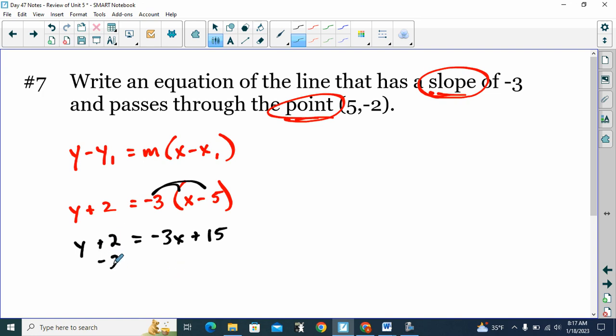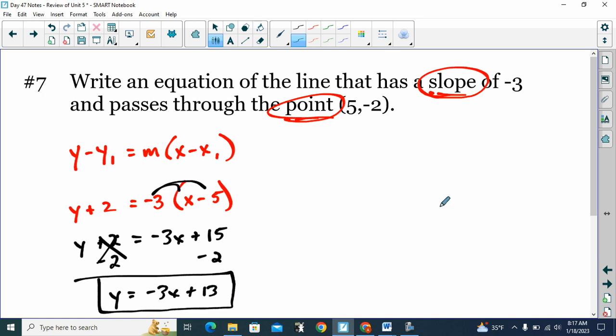Get y by itself by subtracting 2 from both sides. 15 minus 2 gives us positive 13. Y equals negative 3x plus 13.